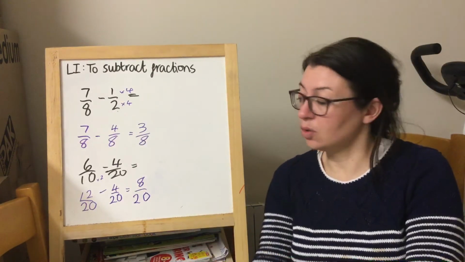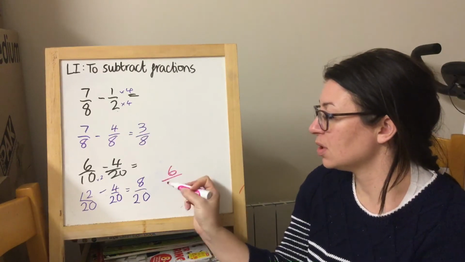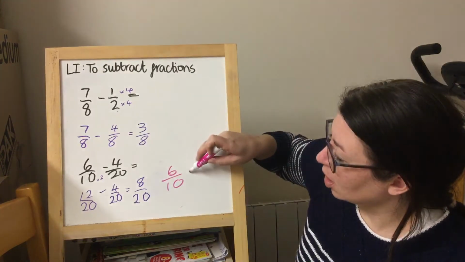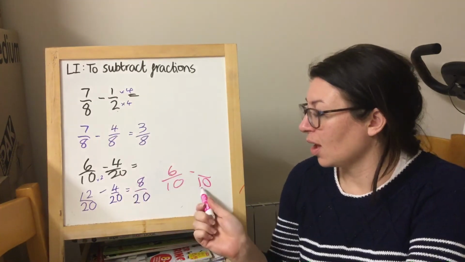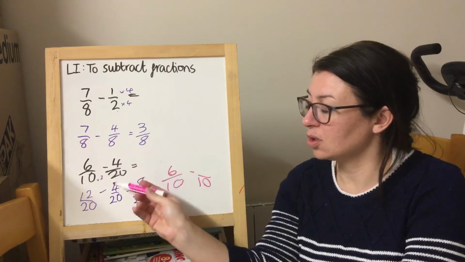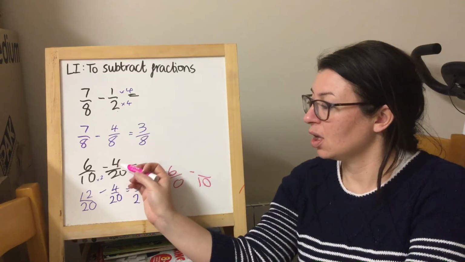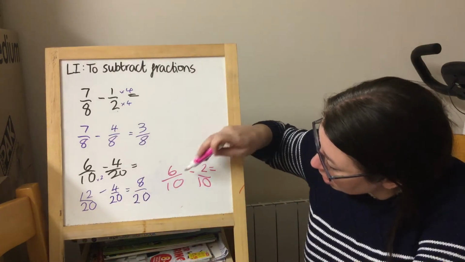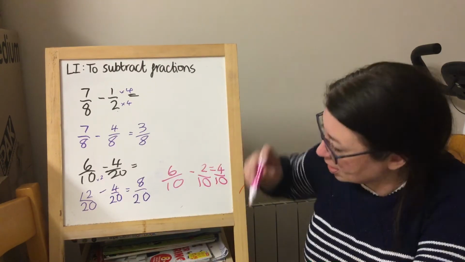Now, as I said, you could also keep your 10 instead as your denominator. So instead, you could keep your 6 over 10. And then to make your 20 have the same denominator, you need to divide 20 by 2. So dividing the top and the bottom by 2. So 20 divided by 2 gives you 10, and 4 divided by 2 gives you 2. And that will give you 6 take away 2 is 4 over 10.